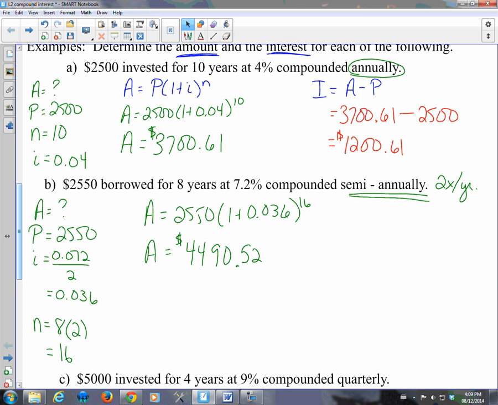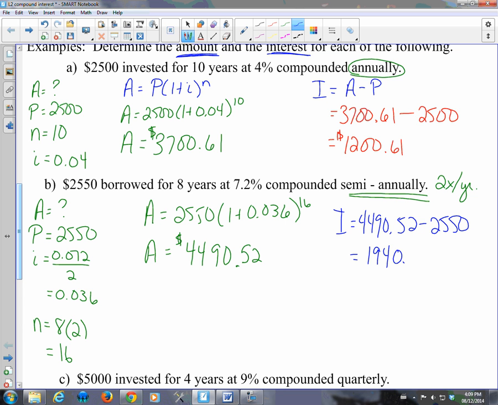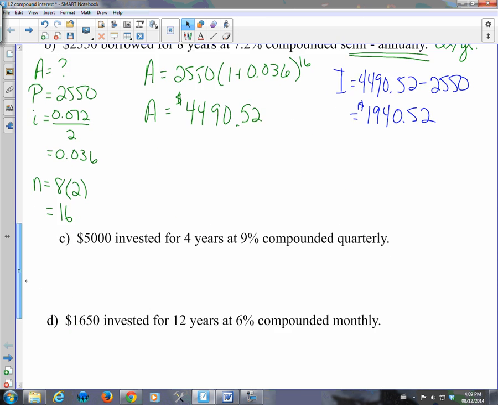$4,490.52. And to get our interest, we take our accumulated amount, oops, that'll be 52, not 50, and take away the principal. And we'll see that our interest was almost $2,000, $1,940.52. So that's compounded semi-annually, twice a year.